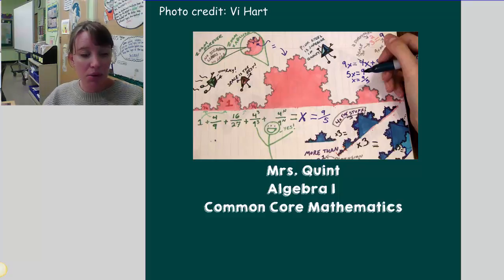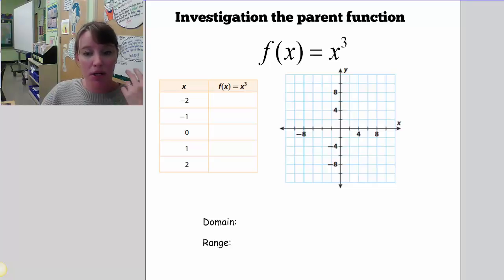Welcome back. Today we're going to talk about cubic functions and cubic root functions. The first one we're going to talk about is a cubic function where you have x cubed. So you're taking a base and you're essentially multiplying it by itself 3 times.